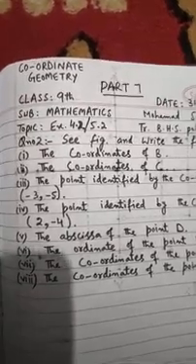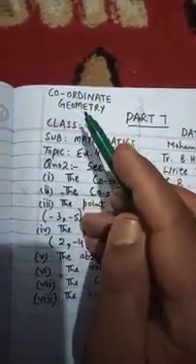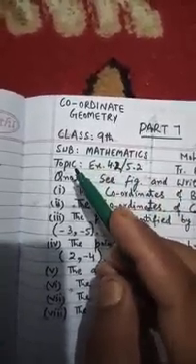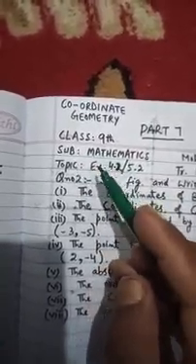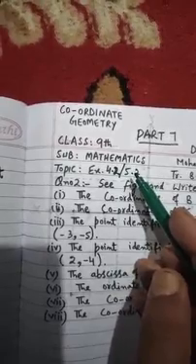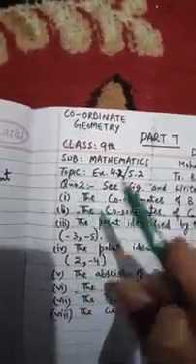Hope you are fit and fine. Let's start our lecture number 7 from the chapter Co-ordinate Geometry. Class is 9th, subject Mathematics, and our topic is exercise 4.2 from the new version of the book and exercise 5.2 from the older version of the book, and we are going to solve today question number 2.